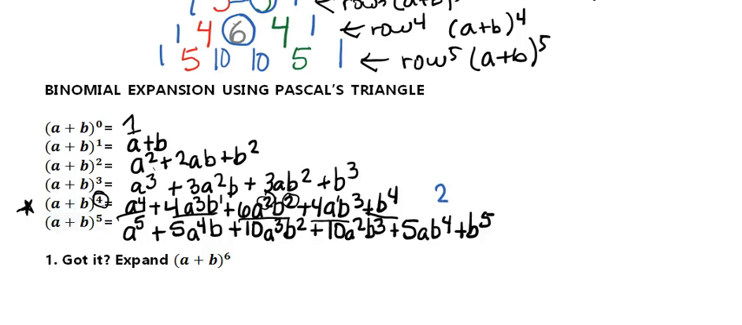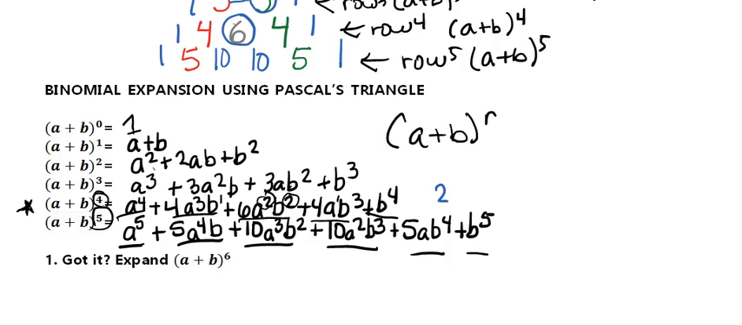If we were to count the number of terms in the fifth power expansion, we have 1, 2, 3, 4, 5, 6. So indeed, there is one more term in the polynomial expansion than there is in the power of the binomial n. There are n plus 1 terms in the expanded form of a plus b to the n power.